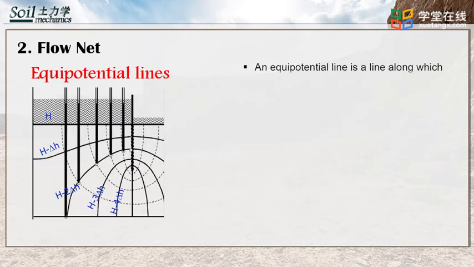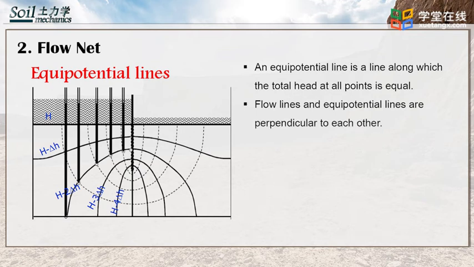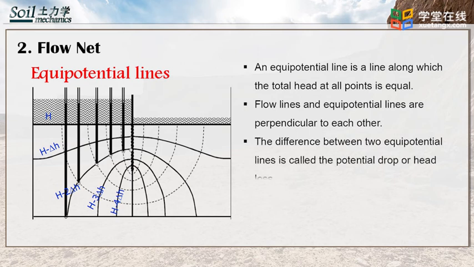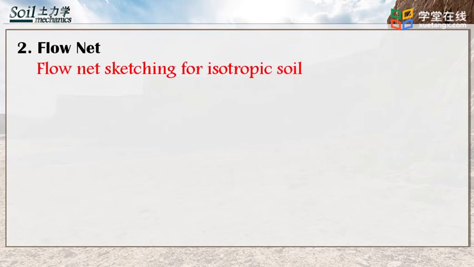An equipotential line is a line across which the total head at all points is equal. Flow lines and equipotential lines are perpendicular to each other. The difference between two equipotential lines is called the potential drop or head loss. The head drop between two adjacent equipotential lines is the same. To solve a two-dimensional flow problem in soil mechanics, flow net sketching is required. There are 5 steps for sketching a general flow net.